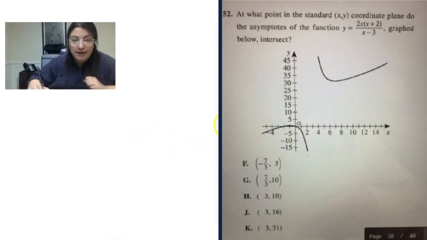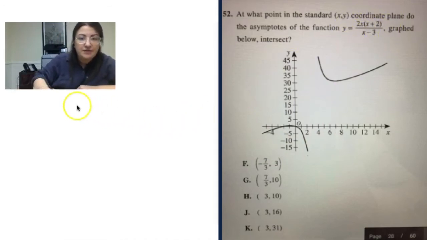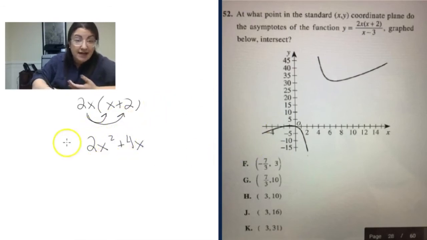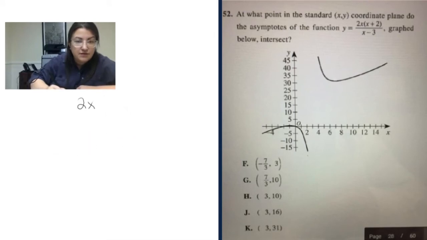But to do it the long way, what we would do is actually complete this long division. We'd start by distributing out the denominator: we'd distribute this 2x, and we'd end up with 2x squared plus 4x. And this is what we're going to be dividing by x minus 3. Let's clear that so we can start fresh. So, 2x squared plus 4x divided by x minus 3.